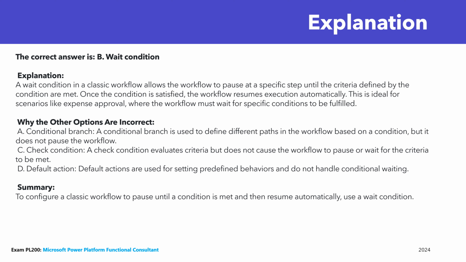Why the other options are incorrect. A. Conditional branch. A conditional branch is used to define different paths in the workflow based on a condition, but it does not pause the workflow. C. Check condition. A check condition evaluates criteria but does not cause the workflow to pause or wait for the criteria to be met. D. Default action. Default actions are used for setting predefined behaviors and do not handle conditional waiting. Summary. To configure a classic workflow to pause until a condition is met and then resume automatically, use a wait condition.